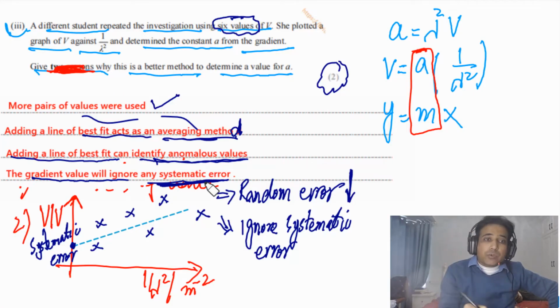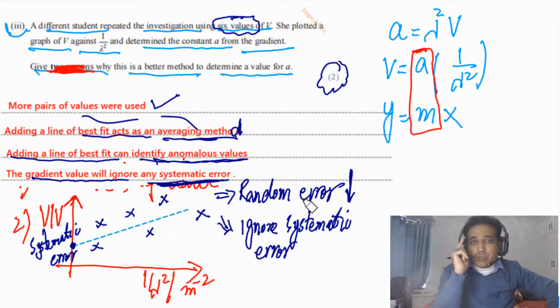Practical question. So try to understand, why do we need to sketch the best fit line? Because the best fit line minimizes the random error, and also if we calculate gradient, we can simply ignore systematic error.